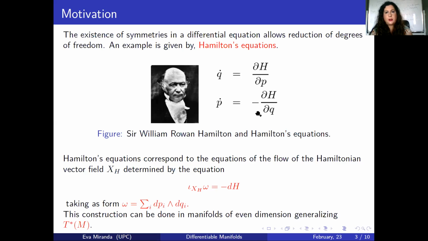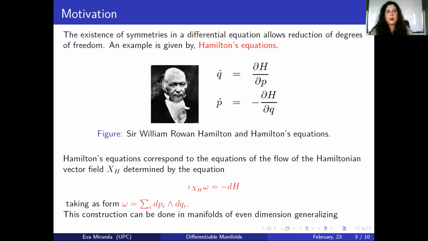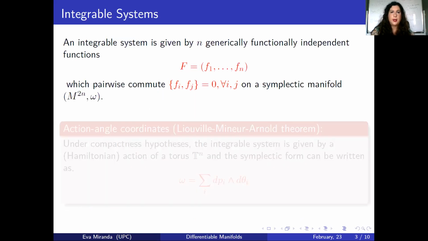Okay, I think that you can follow what I'm marking on the slides because this is recorded by Zoom and it's very effective. And remember that I have already explained that Hamilton's equations correspond to the equations of the flow of the Hamiltonian defined by this equation, taking as the form the Darboux form, okay? So this construction can be done on manifolds of even dimension, generalizing the cotangent model. This was our motivation.